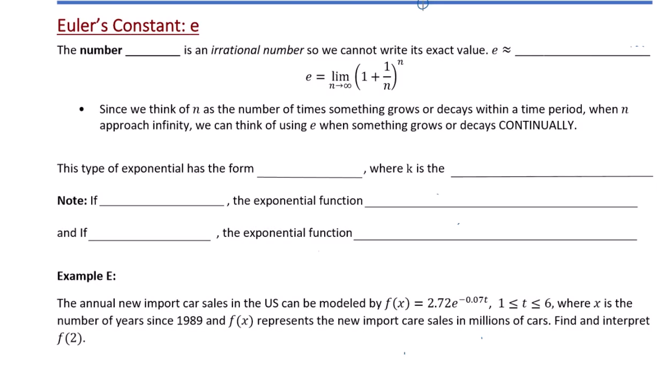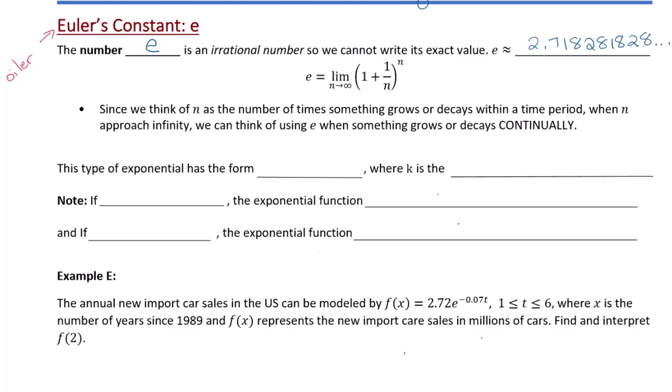Now we're going to take a look at Euler's constant e. And yes, Euler's is pronounced like "oil." So the number e is an irrational number, so we cannot write its exact value. It's very similar to the number pi, but its value is approximately 2.718281828, on and on forevermore.